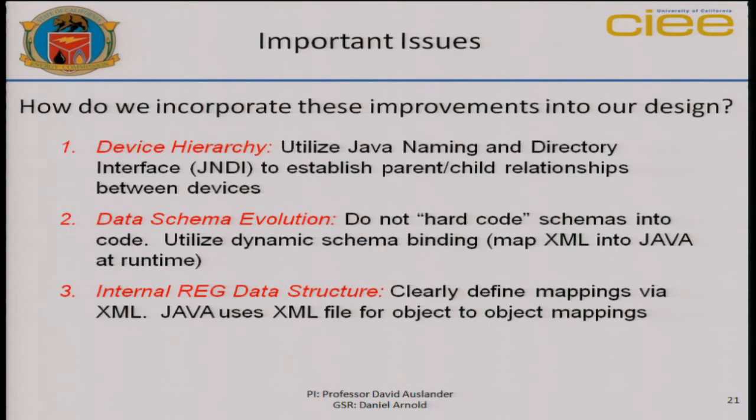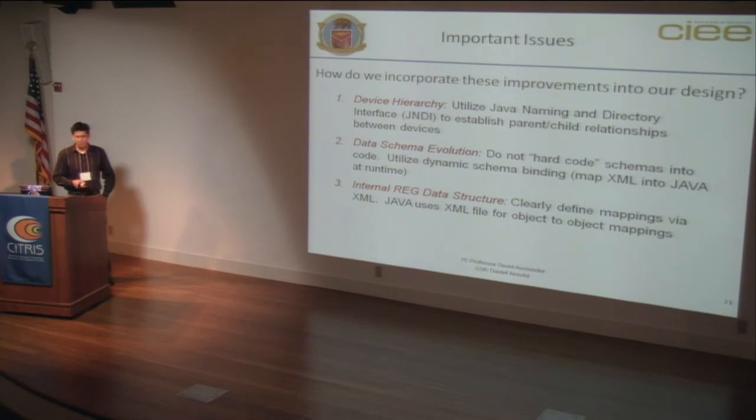And this is something that I've yet to see addressed for networking in the home area network thus far. So we do have a plan to address these issues, to incorporate them into our reference design. With regard to device hierarchy, we're planning to use another off-the-shelf product of Java, which has some very powerful features: the Java Naming and Directory Interface, JNDI, to establish parent-child relationships between the different devices connected to our system. In order to address item number 2, the data schema evolution, we're obviously not going to hard code any of our schemas physically into Java.